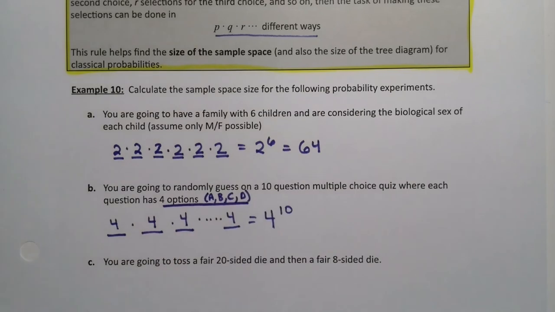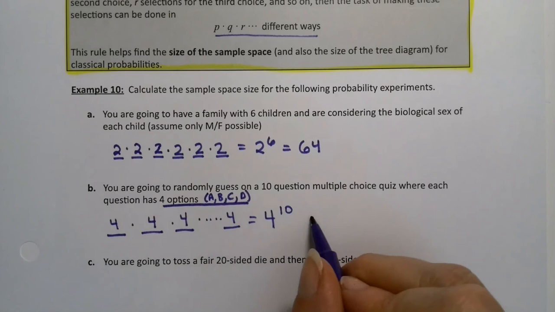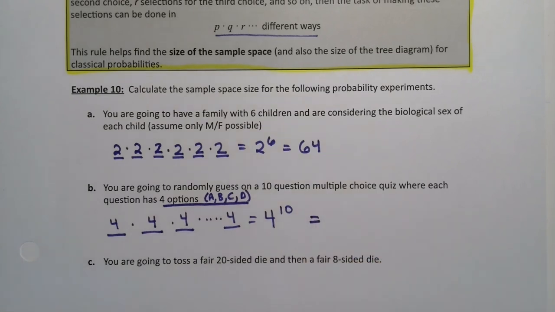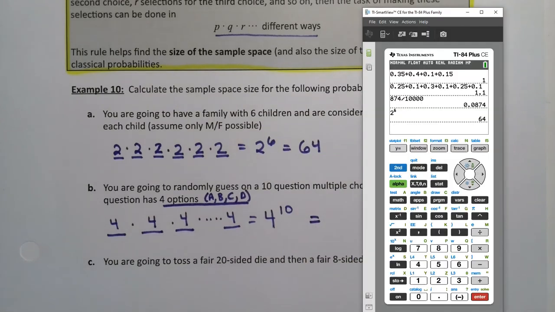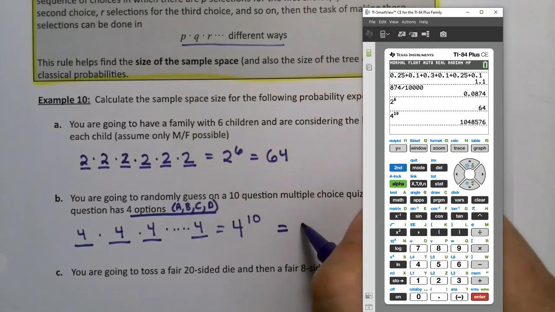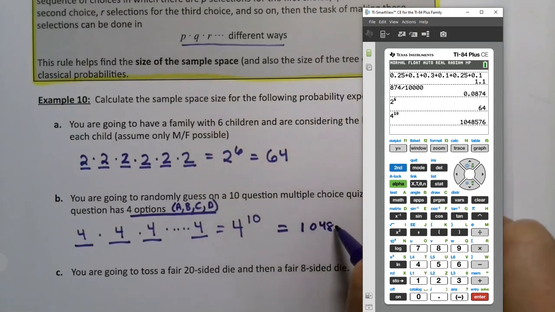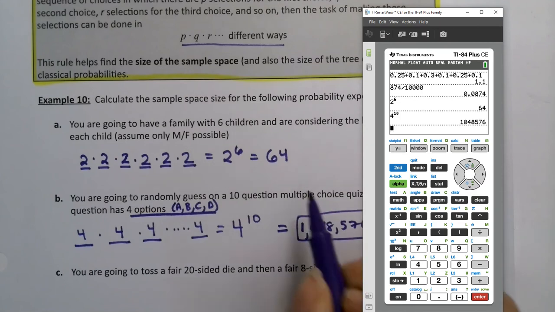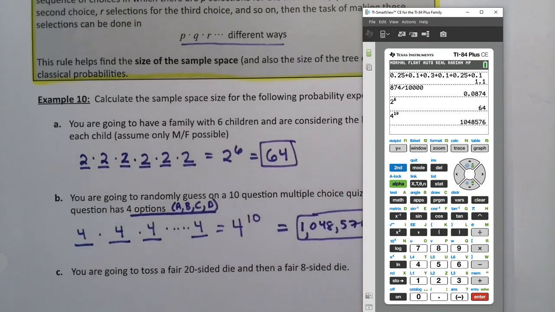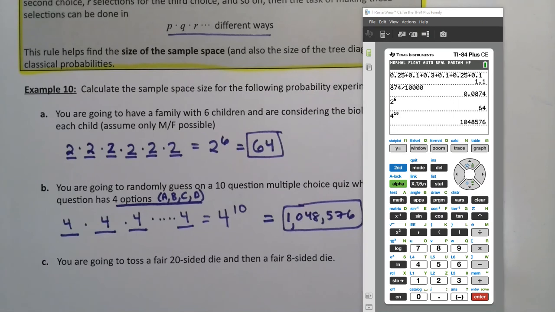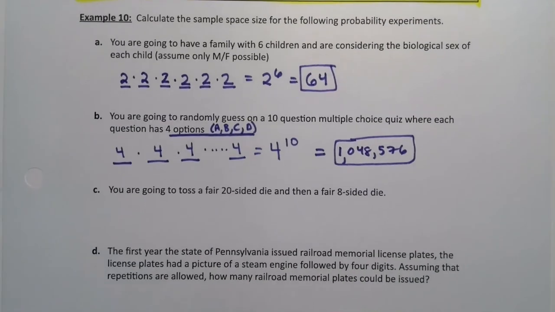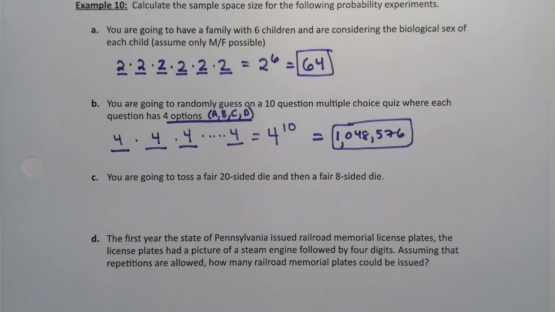For that quiz, if there's 4 options for each of those questions, then it's 4 to the 10th possible ways you could solve that particular exam. Only one of which is all of them correct, by the way. So 4 to the 10th. Write that down. 1,048,576. So that's 1,048,576, for which you definitely do not want to make a tree diagram. No. That would be, well, not impossible, but pretty close. You're not going to do that.